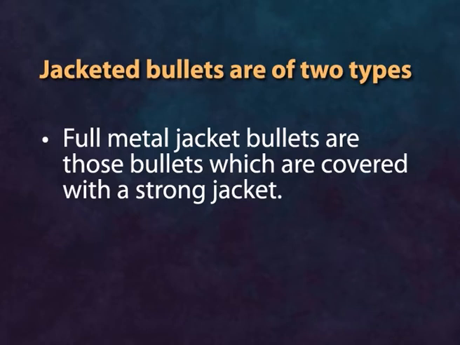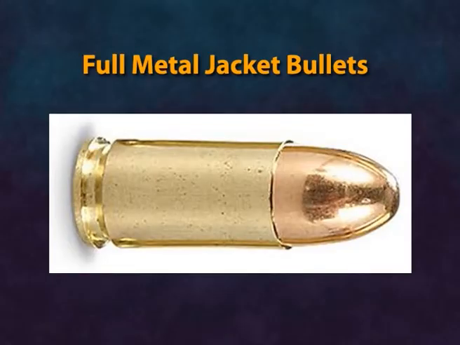One is full metal jacket bullets, those bullets which are covered with a strong jacket. The jacket covers the complete bullet except the base where soft metal interior is exposed. These types of bullets are made for military purpose. This jacket can be made up of steel, copper, nickel and zinc.